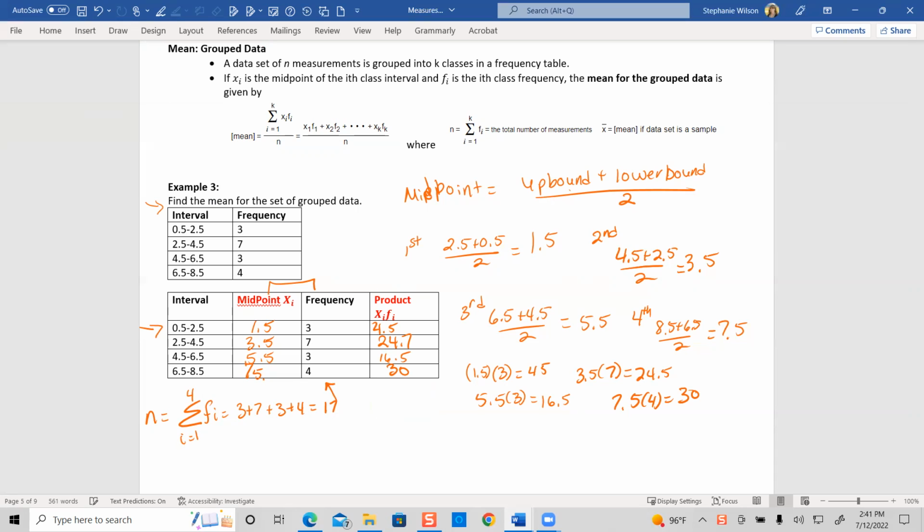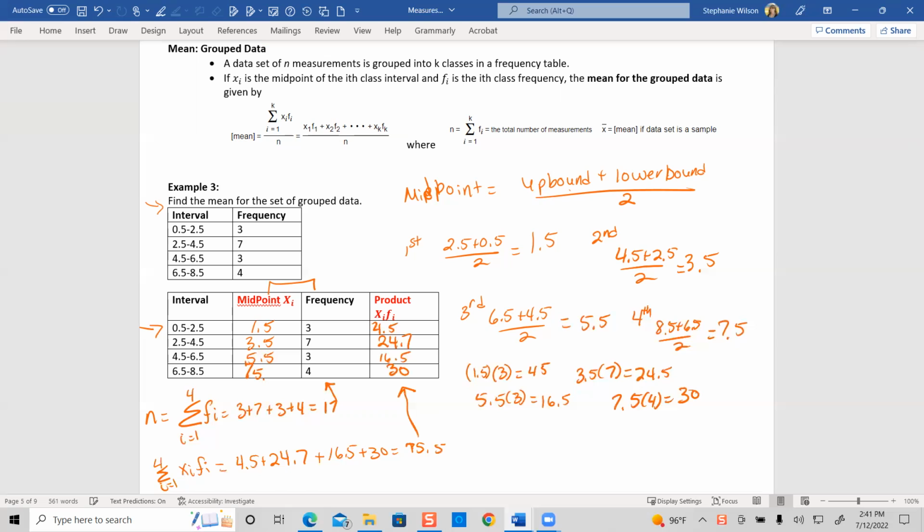Next, I'm going to take the product of this, right? So I've got the upper bound of 4, the sum of i equal to 1 to 4, of x_i f_i, which is our midpoint times our frequency. We already have it multiplied in that column, so all we need to do is just add these up. And when we add these up, we get 75.5. So that's that total.